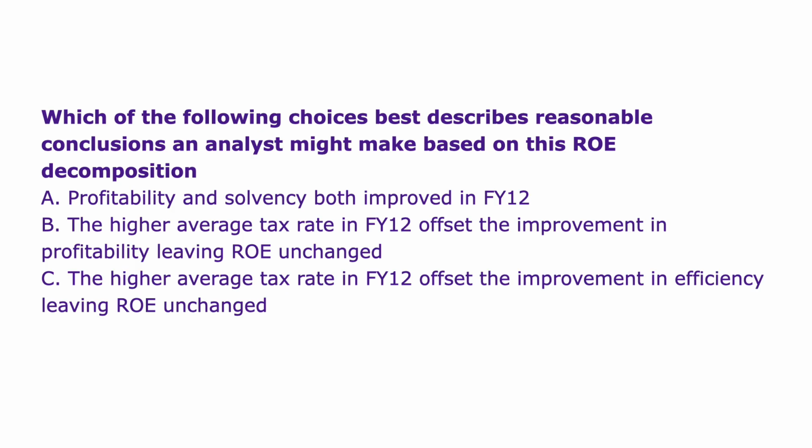Question 6. Which of the following choices best describes reasonable conclusions an analyst might make based on this ROE decomposition? A. Profitability and solvency both improved in FY12. B. The higher average tax rate in FY12 offset the improvement in profitability, leaving ROE unchanged. C. The higher average tax rate in FY12 offset the improvement in efficiency, leaving ROE unchanged.